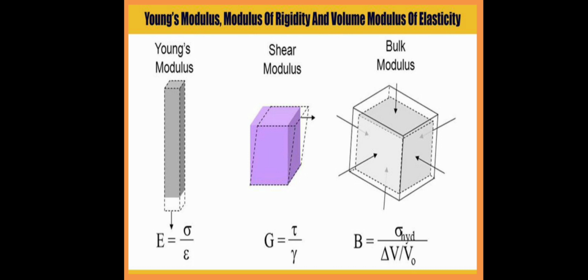It is the ratio of total normal stress to volume strain. Here in this picture, the force is applied to the body along all sides. So the application of normal stress causes a change in its volume, and volume strain is the ratio of the change in its volume to the original volume.